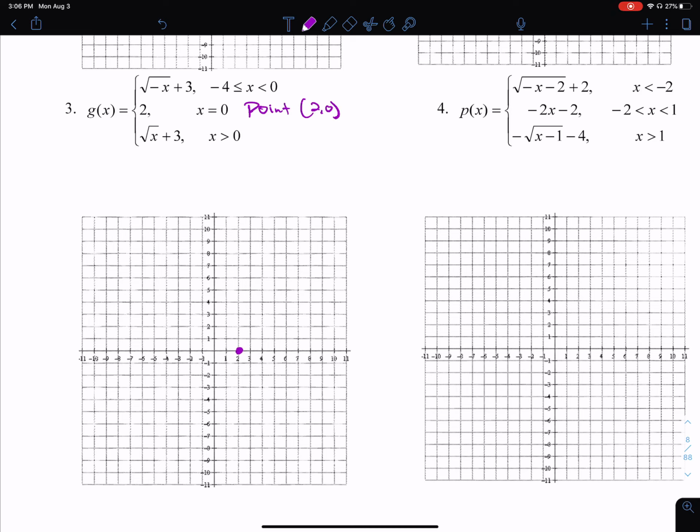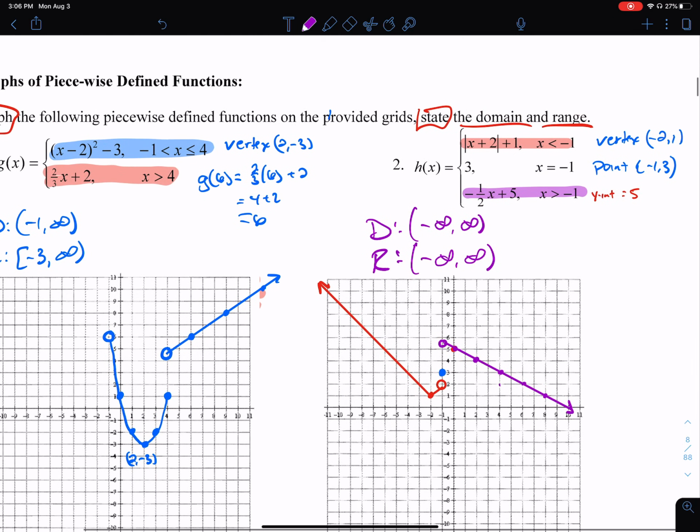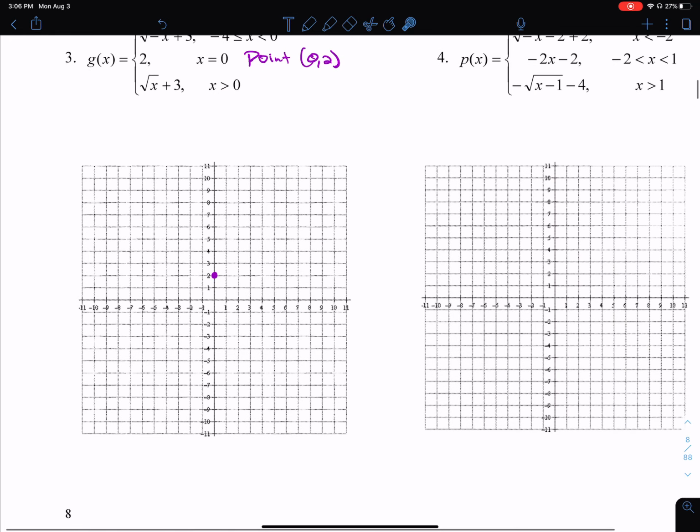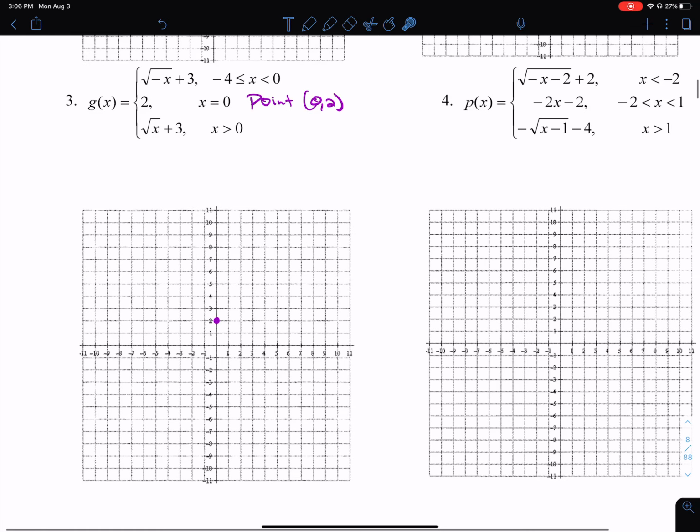And I did that wrong. I apologize. X is 0, Y is 2. It should be 0, 2, not 2, 0. Now, anytime I make a mistake like that, I like to look at the previous problem, see if I made the same mistake on the previous one. -1 is X, Y is 3. I did not. Freak accident.